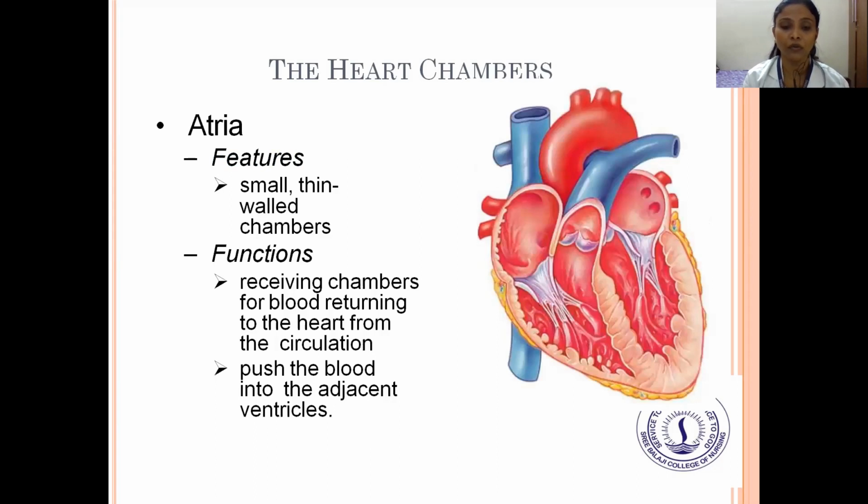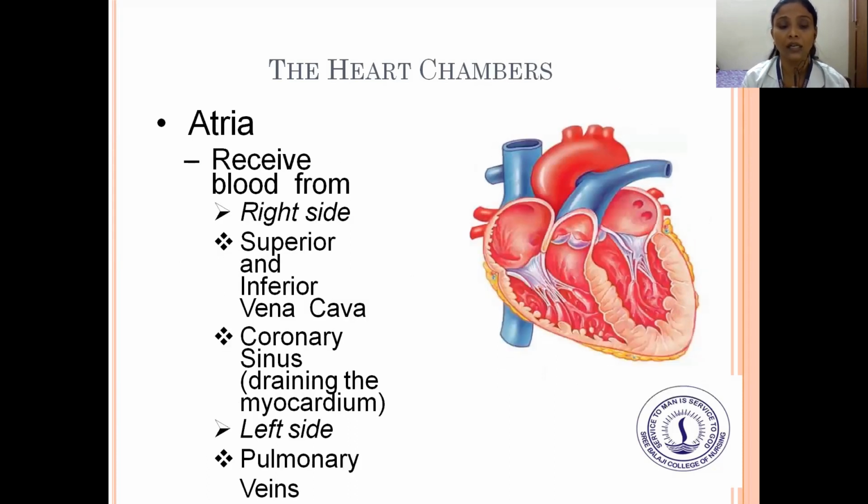Next is the atrium. What is the atrium? The features of atrium: it is a small, thin-walled chamber that functions as a receiving chamber for blood returning to the heart from the circulation. It pushes the blood into the adjacent ventricles. Next, it receives the blood from the right side superior and inferior vena cava, coronary sinus, draining the myocardium, and on the left side the pulmonary veins. So this is the function of the atrium, right atrium and the left atrium.